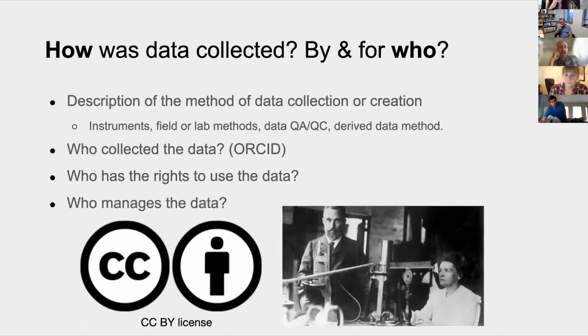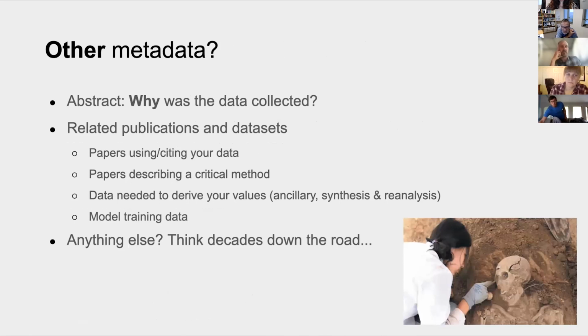How was the data collected and by and for who? So describe your methods in your metadata. That could be your instruments, your field or lab methods, QA, QC, or the calculations that you did to get a derived data value. Who collected it, who has rights, all of that stuff is important. And yeah, think about anything else.